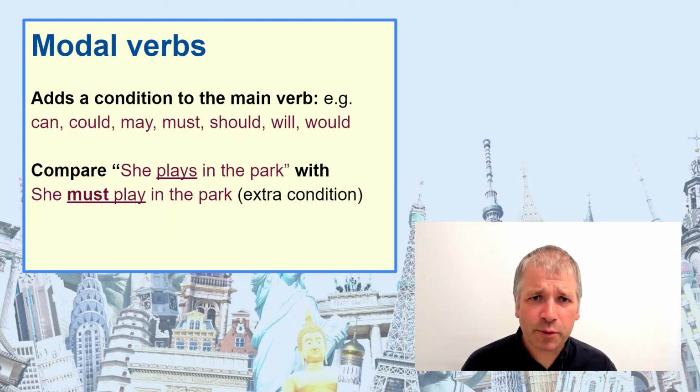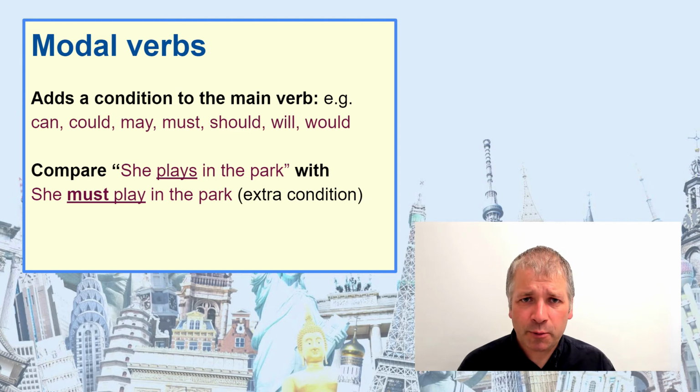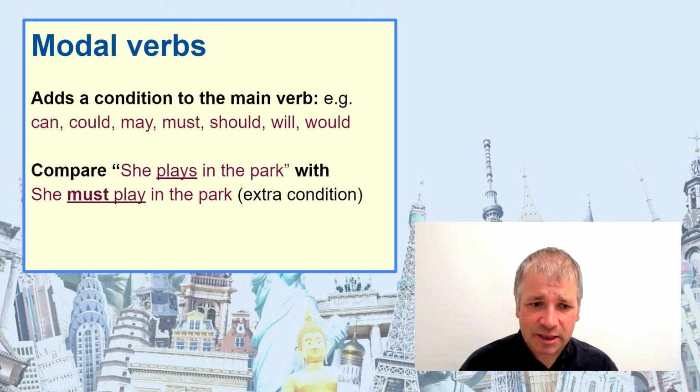Modal verbs also most English learners will be familiar with, and these add a condition to the main verb. Some examples, not all, are can, could, may, must, should, will, and would. And again, I have several videos on this channel dedicated to these modal verbs.